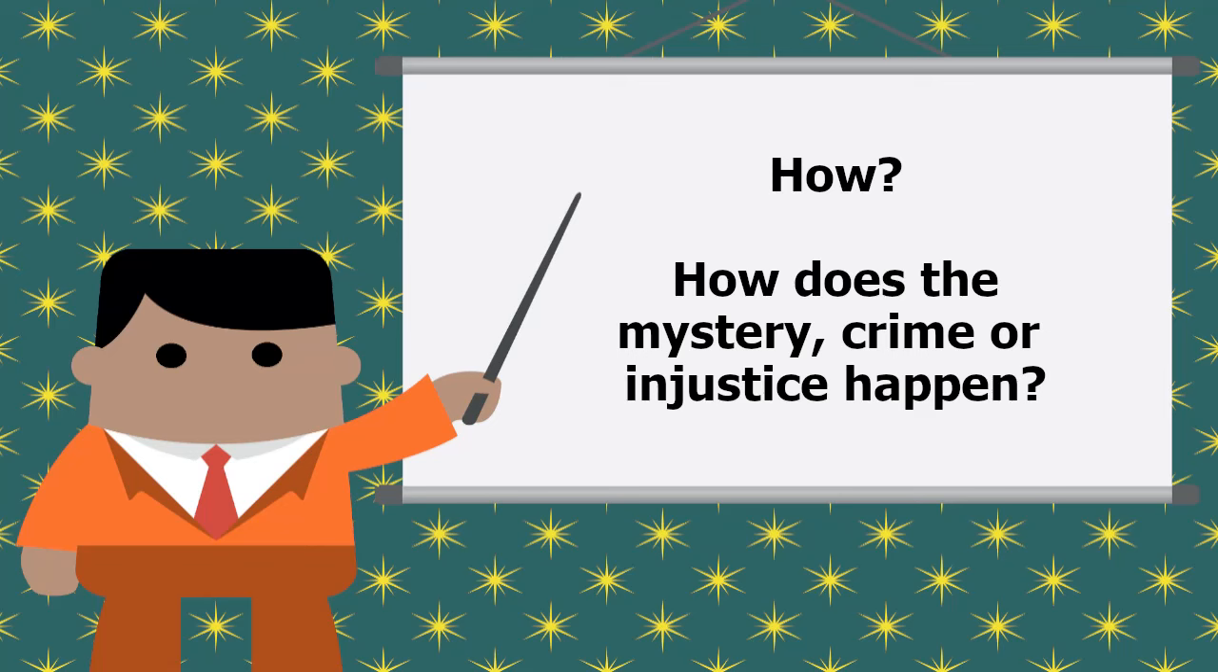And now let's go to the fifth question, which is a how question. How does the mystery, crime, or injustice happen? How will the ultimate culprit have secret access to the victim? What evidence will there be at the scene of the crime that will begin the formal or informal investigation? And who will those initial clues point to?